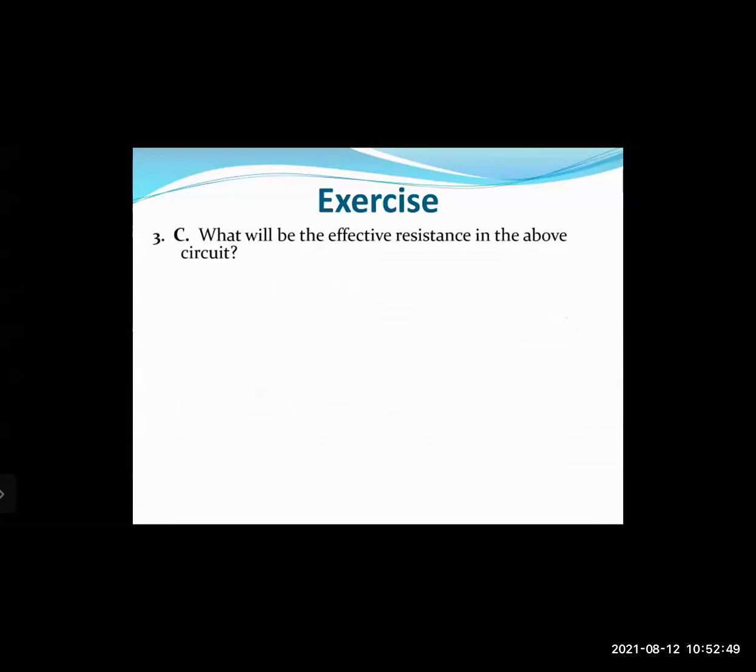What will be the effective resistance in the above circuit? So first of all, let us write down the given content. Given is resistance R1 is 15 ohms and resistor R2 is 30 ohms. We have to calculate the effective resistance. In this case, because we have connected them in a parallel combination, we will take it as RP.